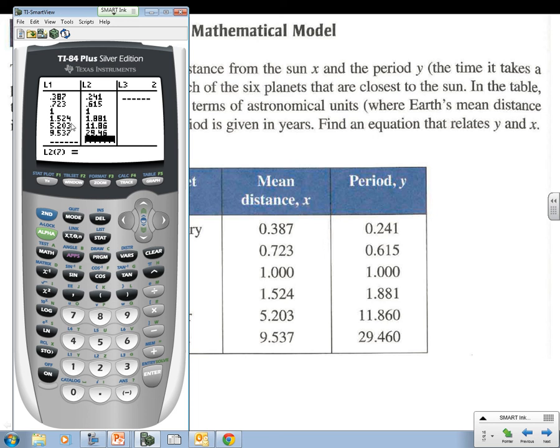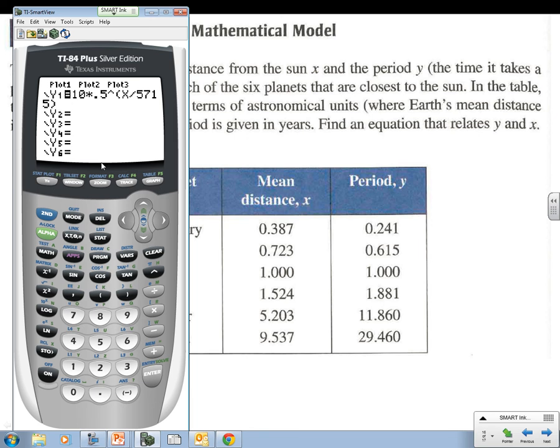Alright, so we've got all our numbers in here. We can go and graph this real quick. Let's do our window. The smallest x is a little below that, so we could go 0, and a little above 9 is 10. Our min for the y is a little below 0.2, so 0 is good. And our max a little above 29, so we'll go 30.